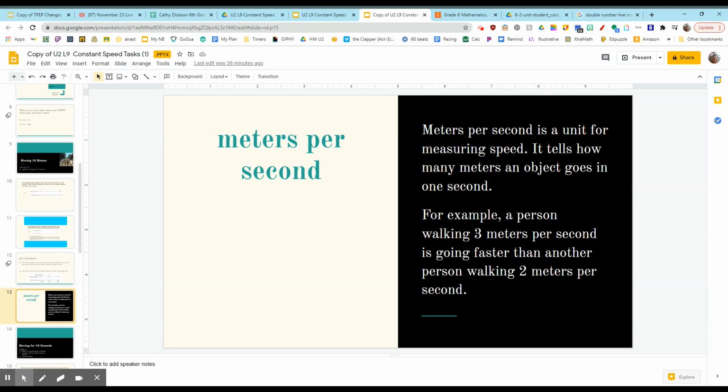For example, a person walking 3 meters per second is going to walk faster than another person walking 2 meters per second. And because they're walking faster, they will end up walking farther in the same amount of time.